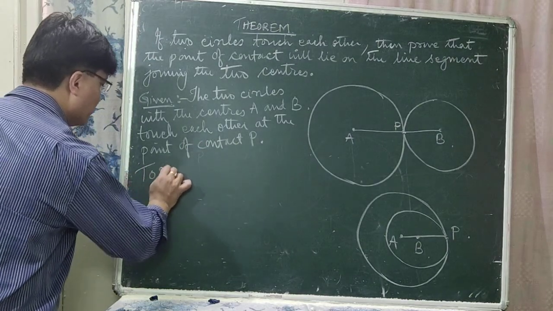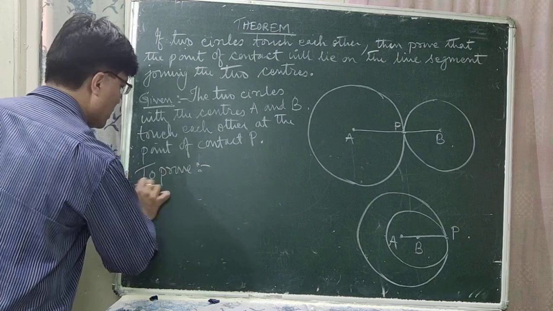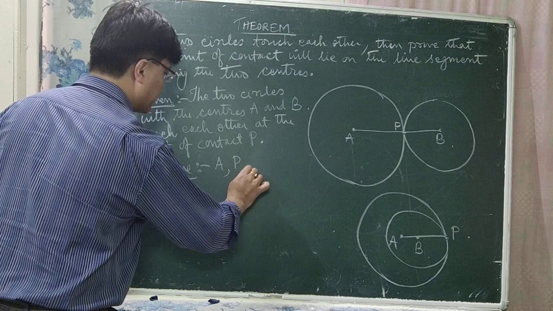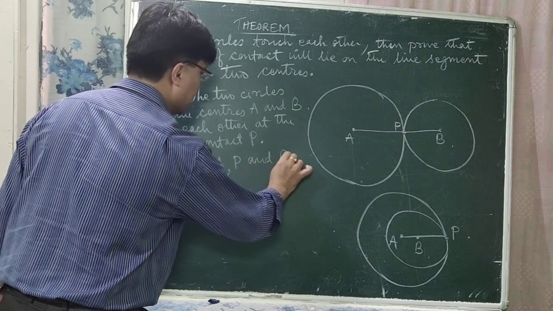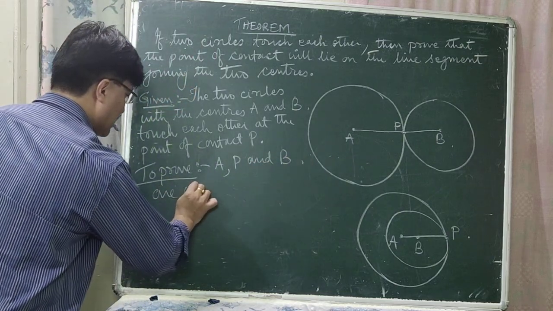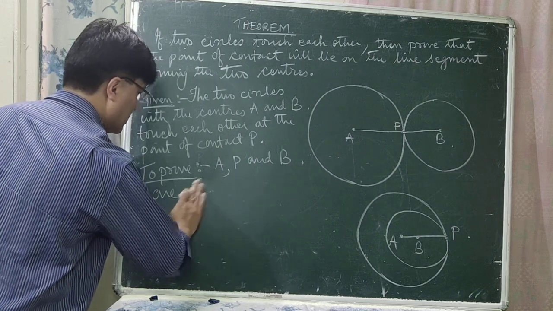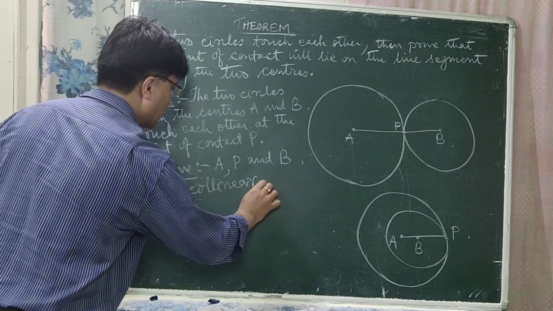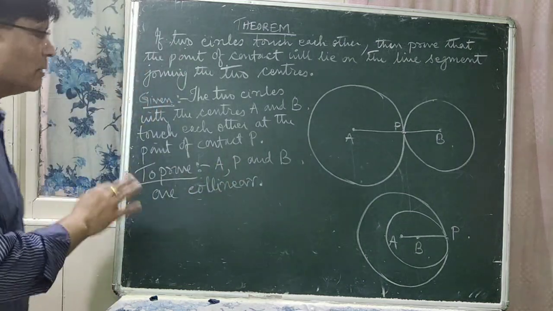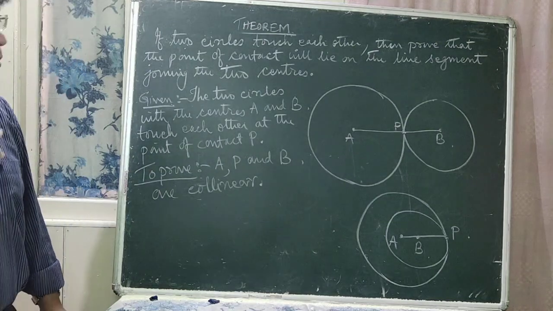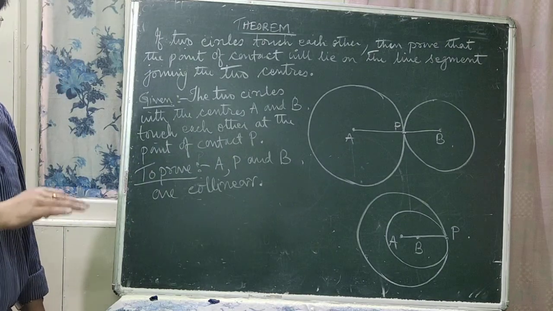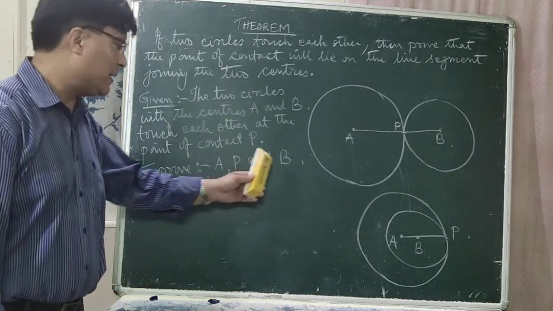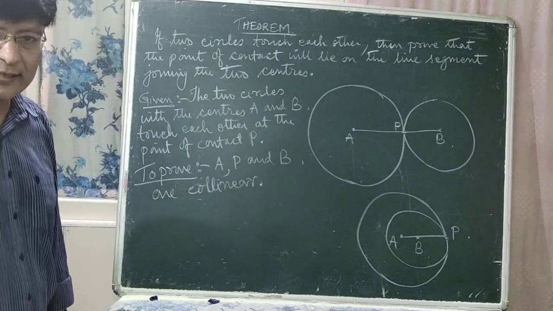Now, to prove, what is to be proved? A, P and B are collinear. C-O-L-L-I-N-E-A-R, collinear. That means all these 3 points lie on the same straight line. That means the point of contact lies on the straight line joining the centers of the two circles. That means A, P and B are collinear. Is that clear to all of you?